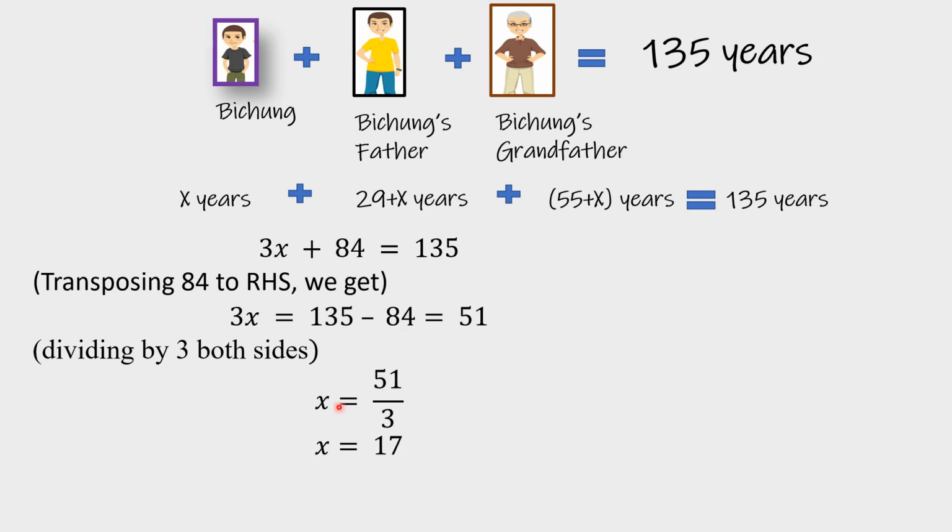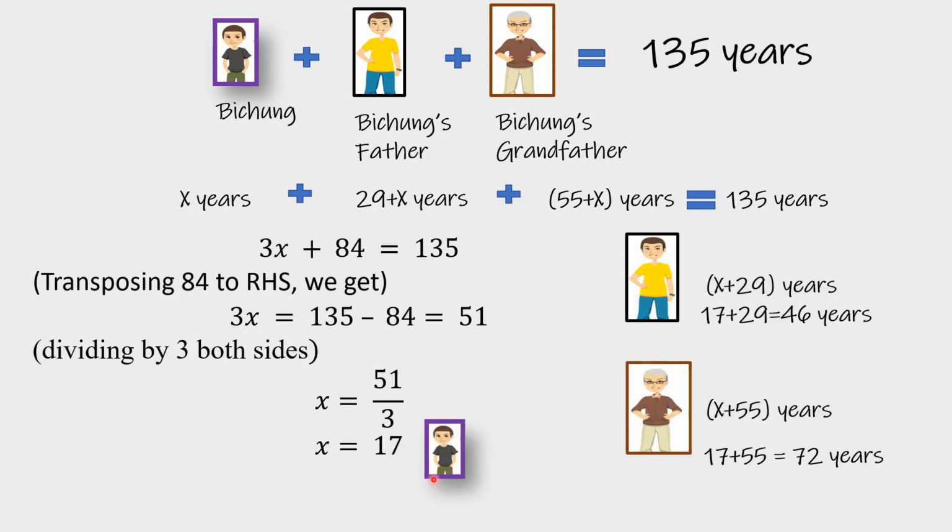Dividing both sides by 3, hence x equals to 51 by 3. We get x equals to 17. This is the Baichung's age, and his father would be x plus 29, which is equals to 46 years. And the age of grandfather would be x plus 55 equals to 17 plus 55, which is equals to 72 years.